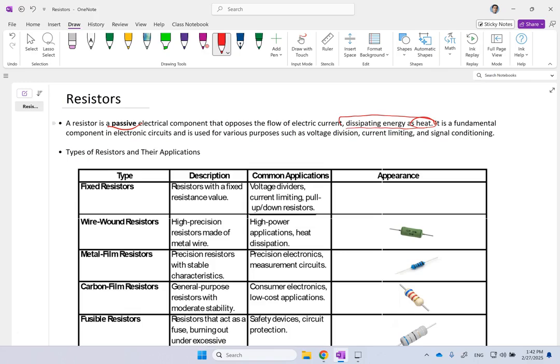You probably have seen all sorts of heaters that are working based on electricity, from stoves to electric blankets to all sorts of heating elements, right? So that's one of that, but there is a lot more, like voltage divisions, like limiting currents, like signal conditioning, and so on. And they are very, very fundamental.